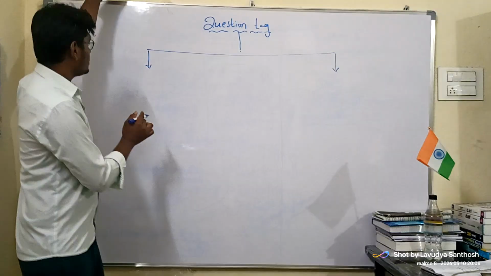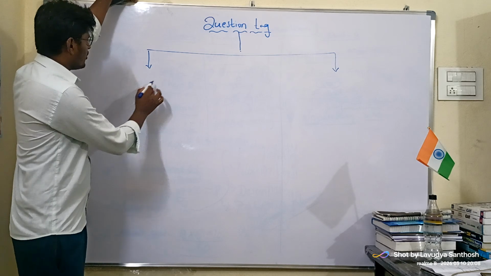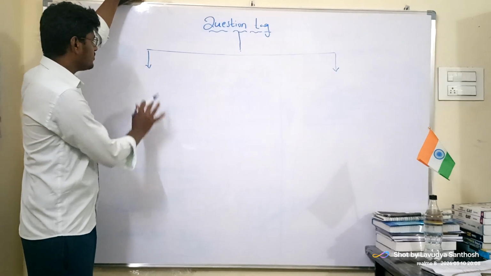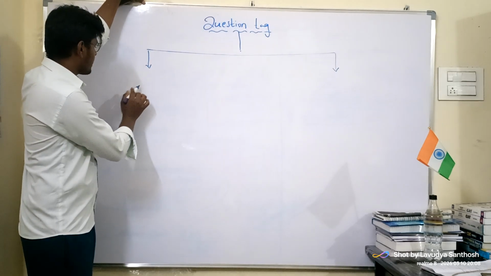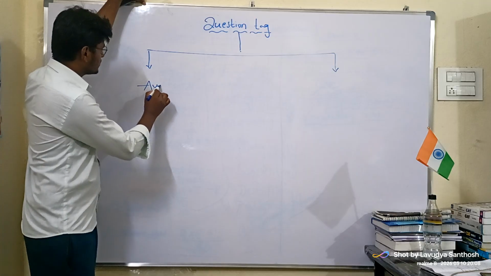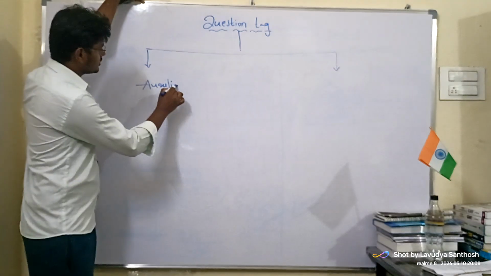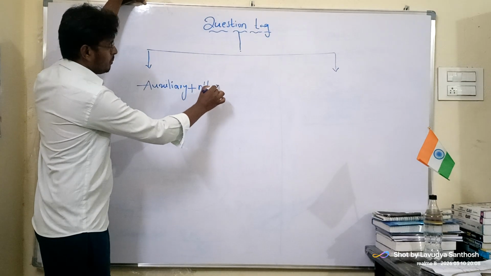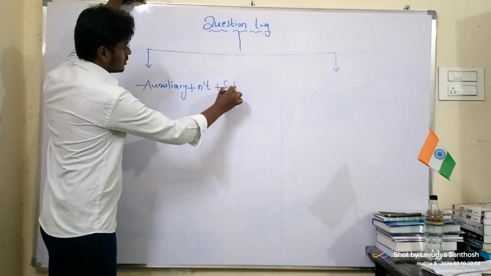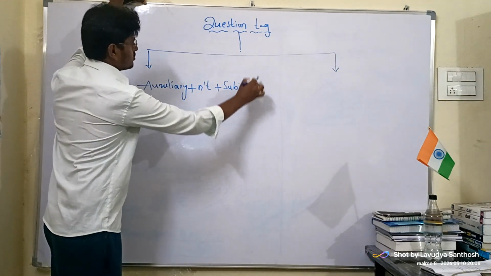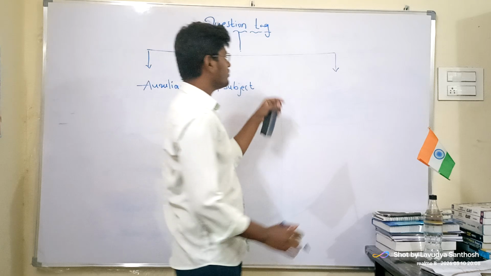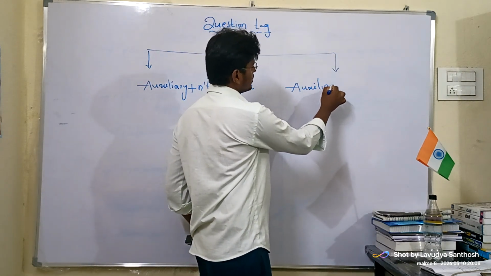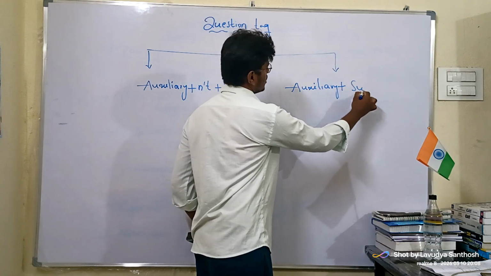Now just see here. We have the first formula. Let us take the negative form. Negative form of question tag is auxiliary plus not, plus subject. The second one is auxiliary plus subject.